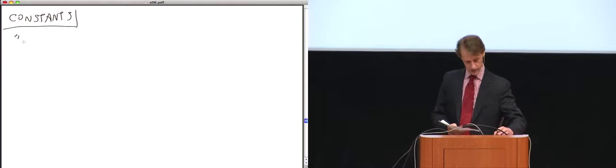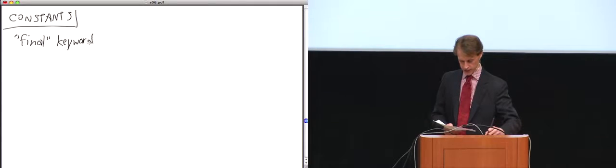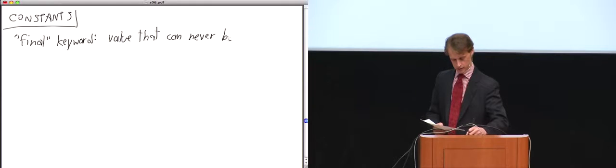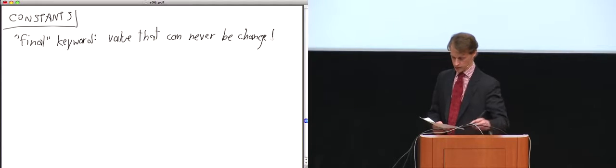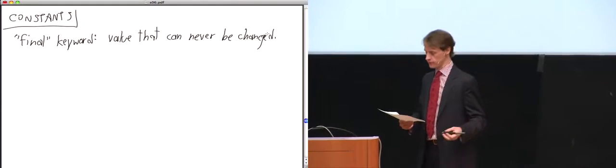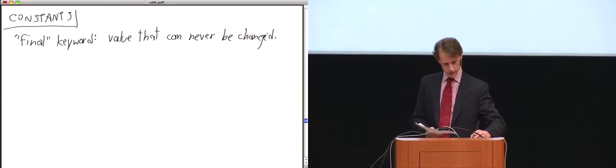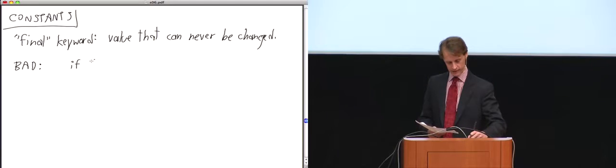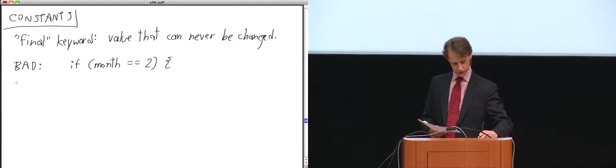The last thing I want to tell you about today is constants. Java has a keyword called final that allows you to declare a value that can never be changed. If you find yourself using a numerical value that has a certain meaning, like the number 2 for February, then it's usually a good idea to turn it into a final constant. So this is considered bad style, even though it's working code. Testing whether the month is 2.